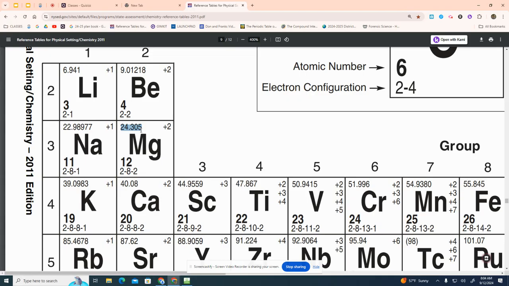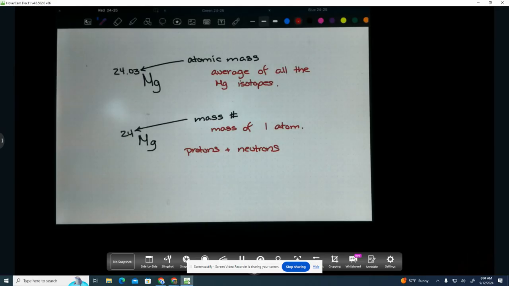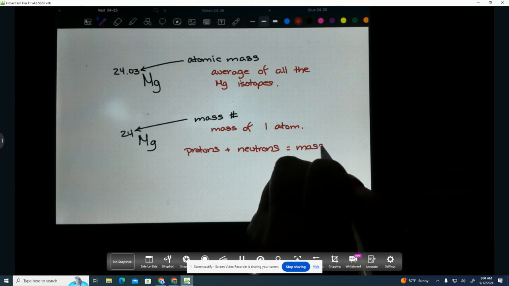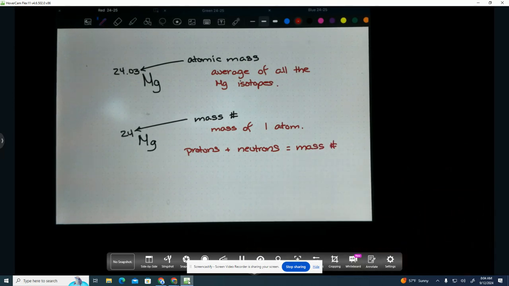Let's talk about mass number. Mass number, which is for one atom, is calculated by the number of protons plus the number of neutrons in that particular atom. So the mass number is equal to protons plus neutrons. If we're looking at one atom and we want to know its mass, it's the mass of the protons plus the neutrons.